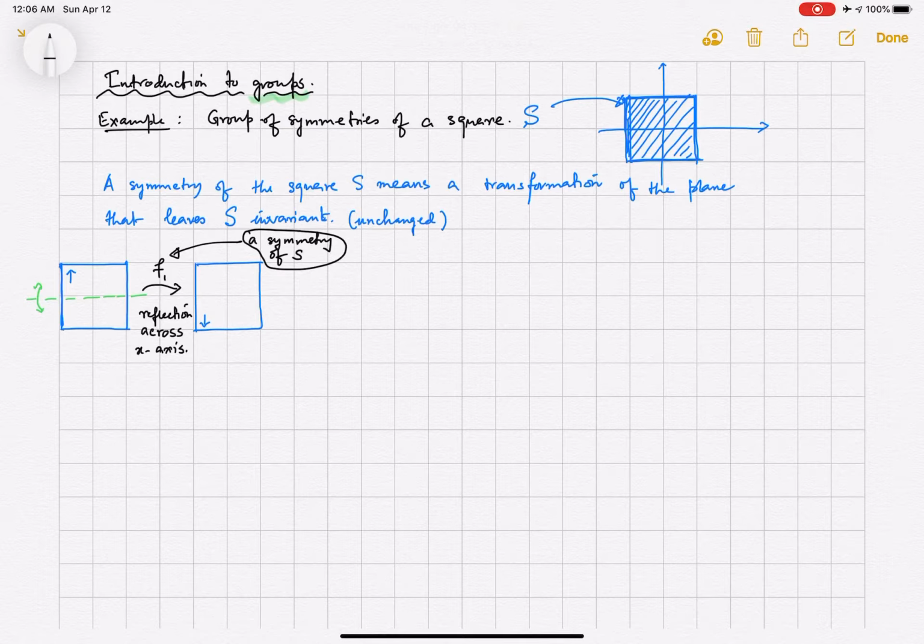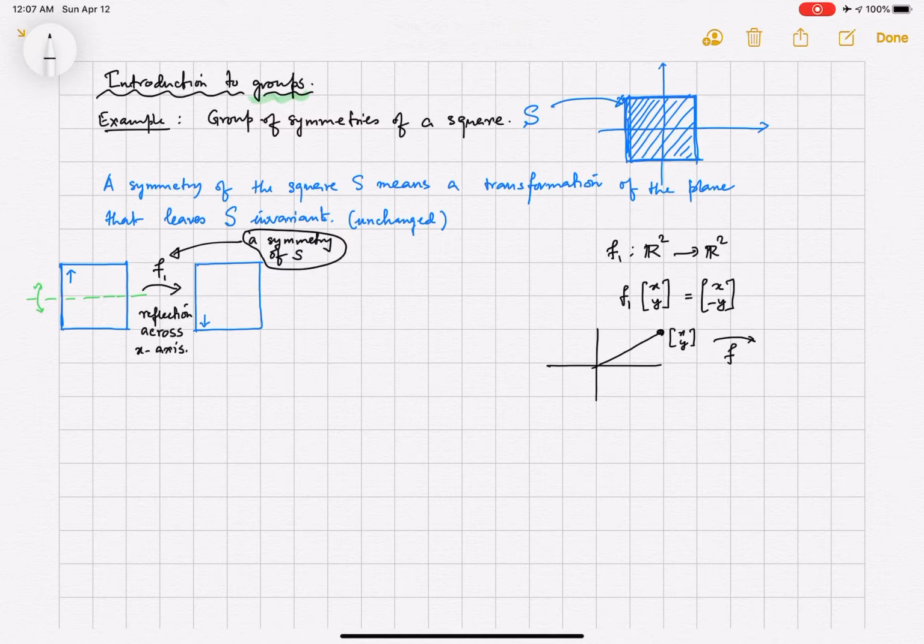Reflection across the x-axis is a function from the plane to the plane. What function is it? F1 is really a function from R2 to R2. If I write an element of R2 as a column vector (x, y), F1 is a function that takes (x, y) to (x, -y), you see? Here is (x, y), and when I apply this reflection, it goes to (x, -y). The x coordinate stays the same, the y coordinate flips.